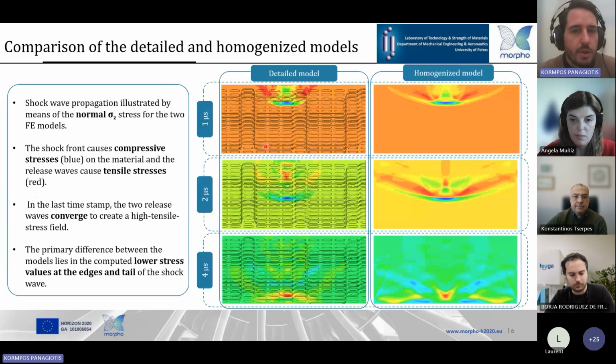Now, the comparison of the shock waves is initially done by the z-axis stress, and in the figures, the compressive stresses are depicted in blue, while the tensile in red.